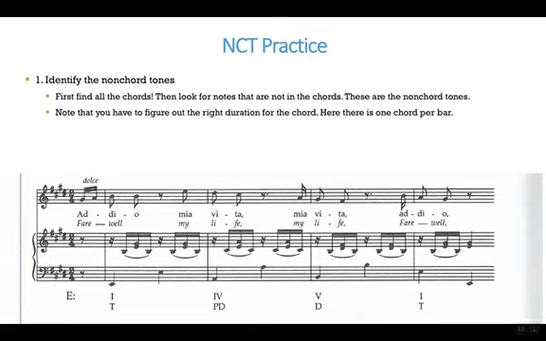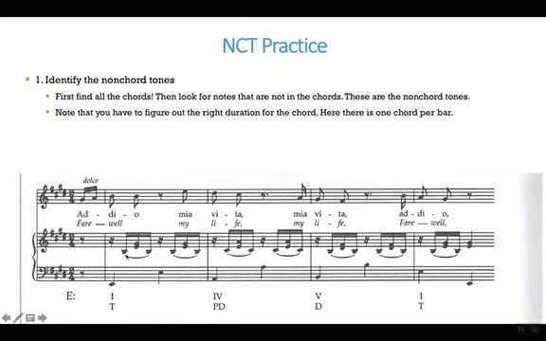Note that you do have to figure out the right duration for the chord. And this is kind of tricky. Here, he did mark the chords for us. Otherwise, we would have to look at it and just try to figure out that it's one chord per bar. So if we ignore the melody, we get an E, B, E, G sharp.